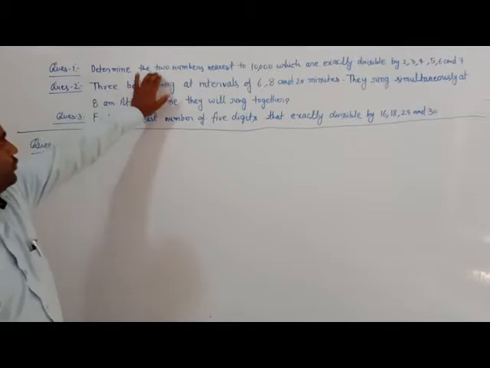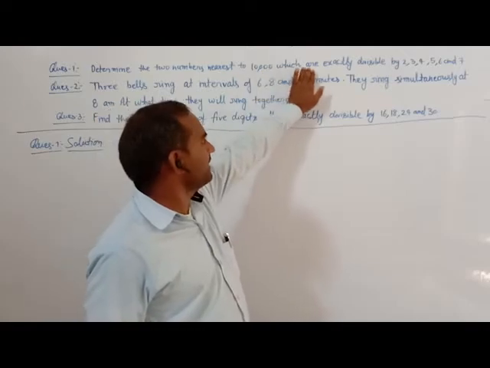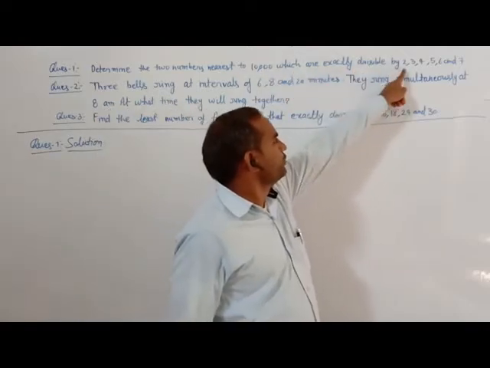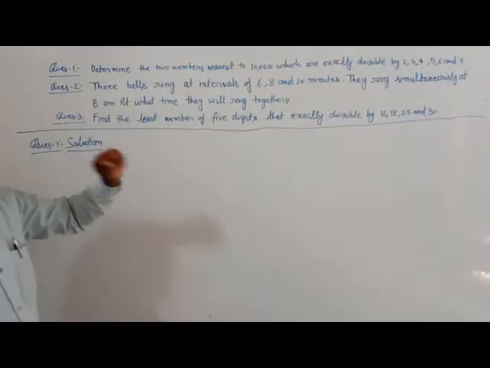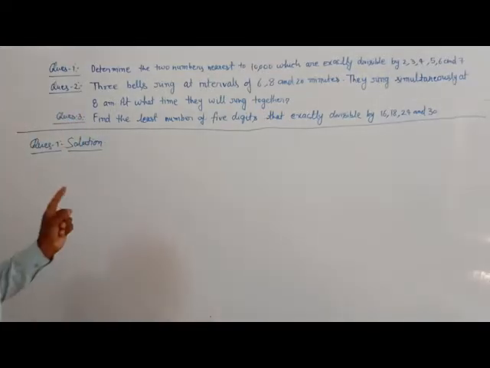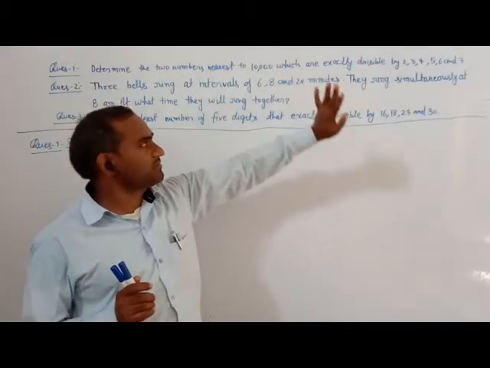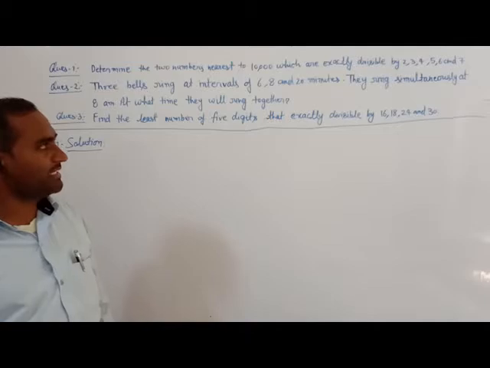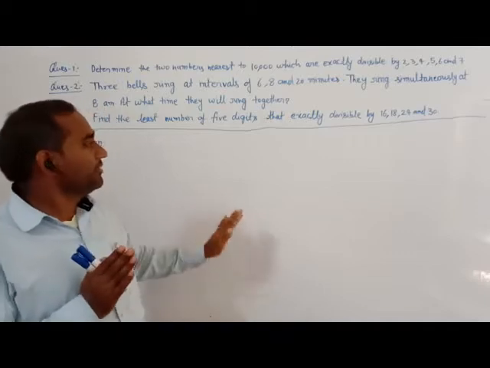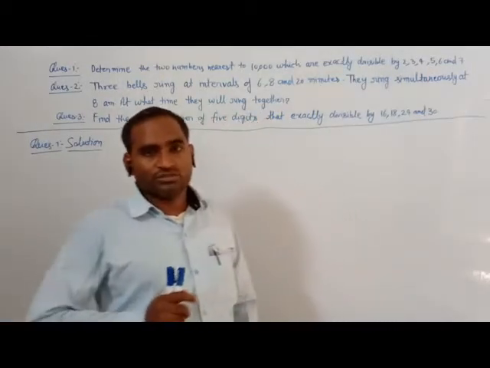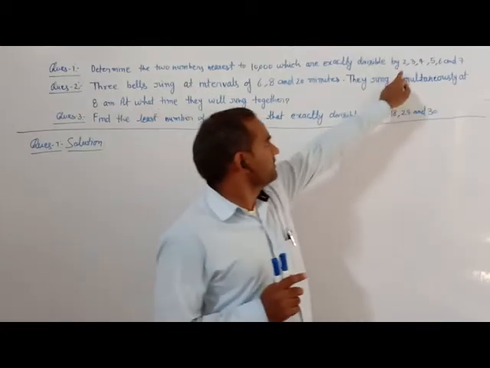First question: determine the two numbers nearest to 10,000 which are exactly divisible by 2, 3, 4, 5, 6 and 7. The numbers which are exactly divisible by the given numbers.